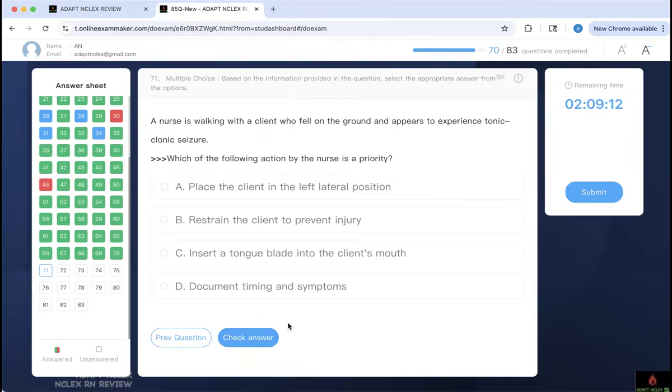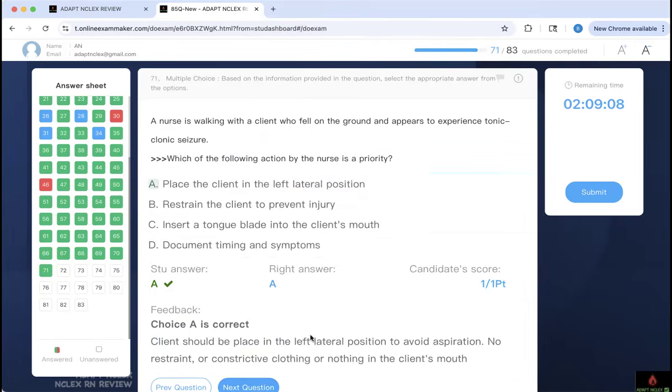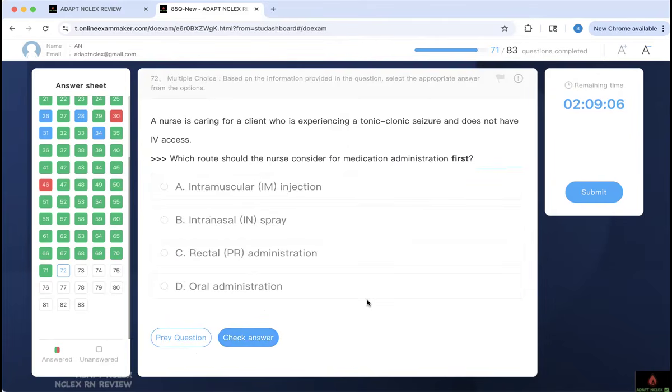You're walking and they're trying to fall. Prevent injury. Lay them on your left side, and that will help them. And this is caring for a client who's experienced a tonic-clonic seizure and does not have IV access. We have to give them medication. Which route should the nurse administer medication first?